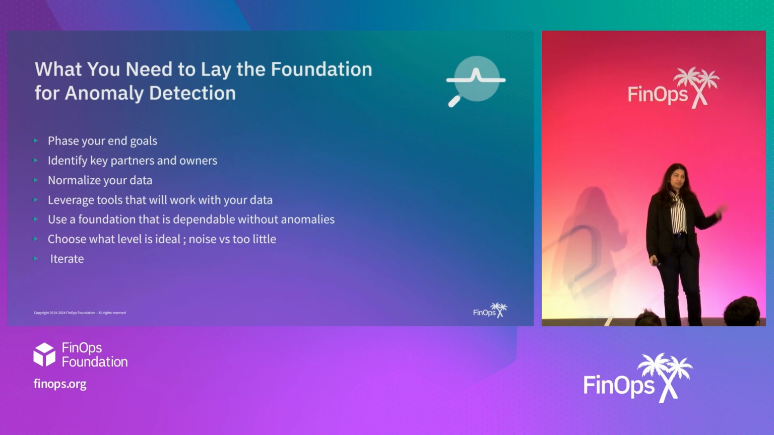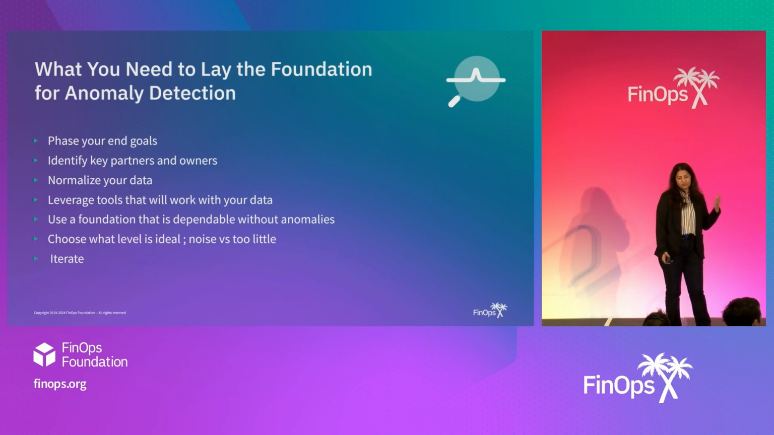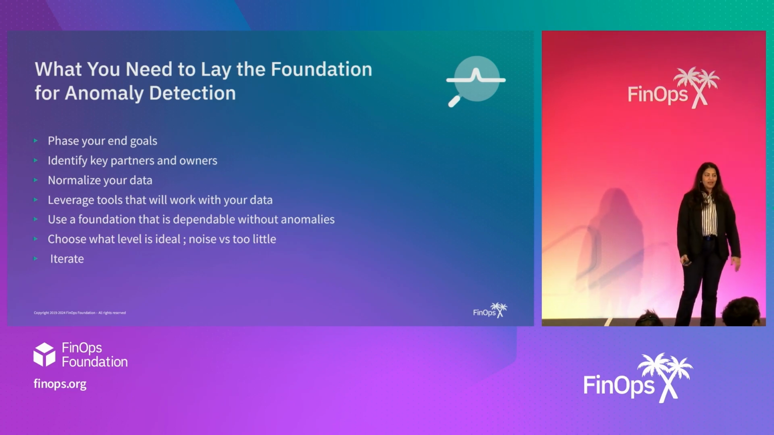And choose what your ideal level is. What is noise versus what is too little information, where a lot of the anomalies get slipped through the cracks. Find your ideal levels, but again, that is through repeated iterations, through experience, through learning processes. So it's okay to make mistakes, just keep iterating with it. With that, I am done.